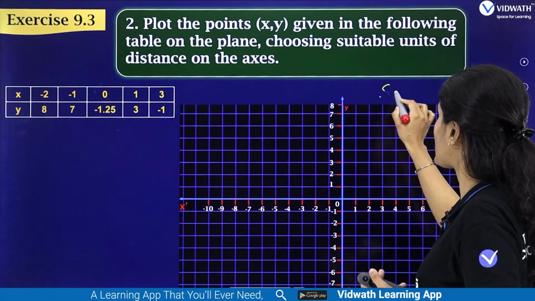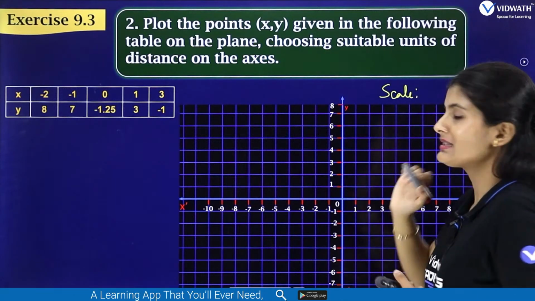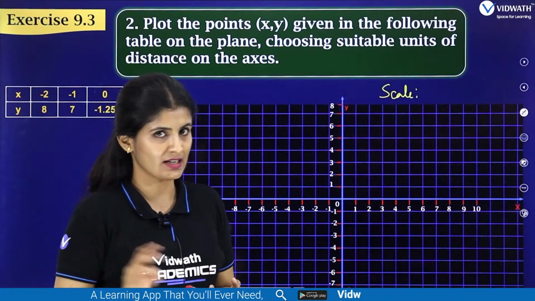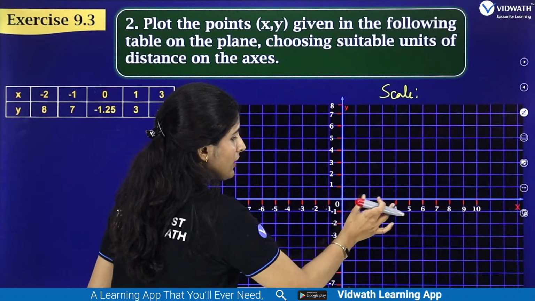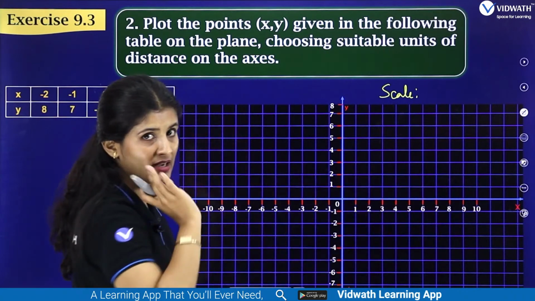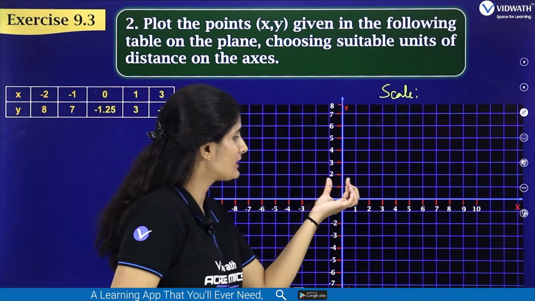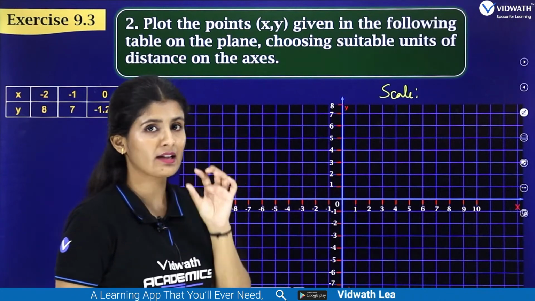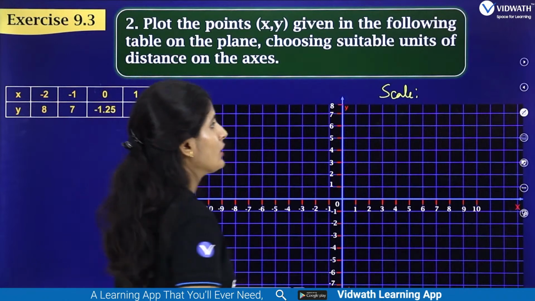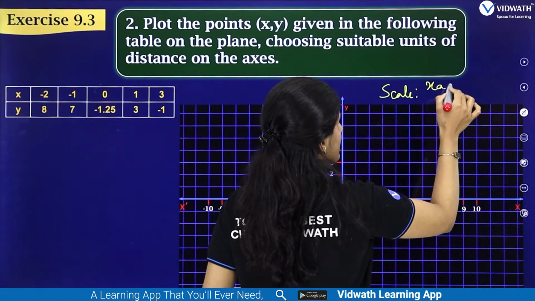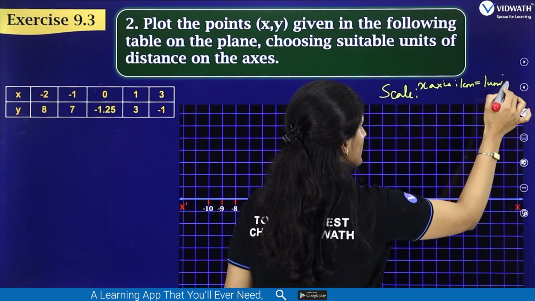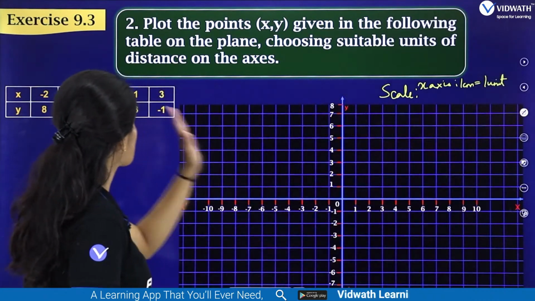Always while taking the graph, we must write the scale. What is the scale? A scale gives us the units which we are considering. Here, the distance between two consecutive bold lines on a graph sheet is 1 centimeter. So on the x-axis, each 1 centimeter is written as 1 unit because no unit has been given here.